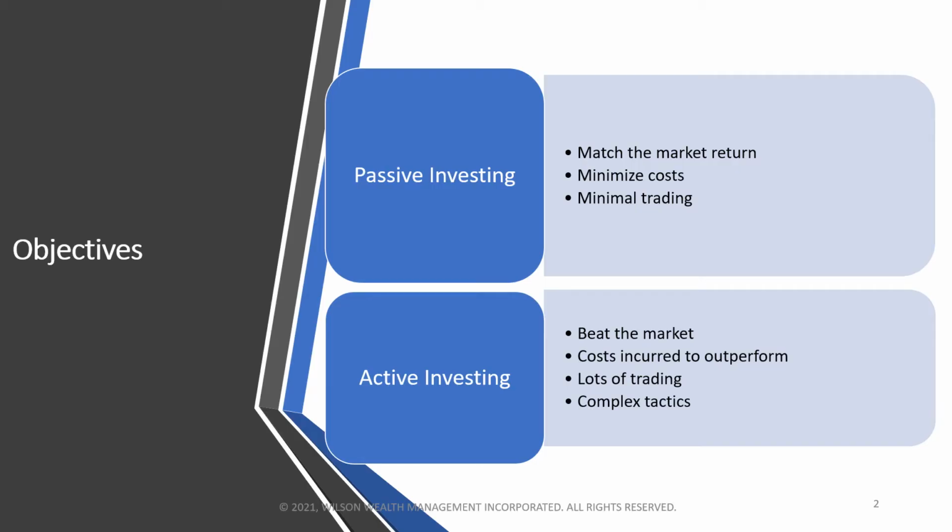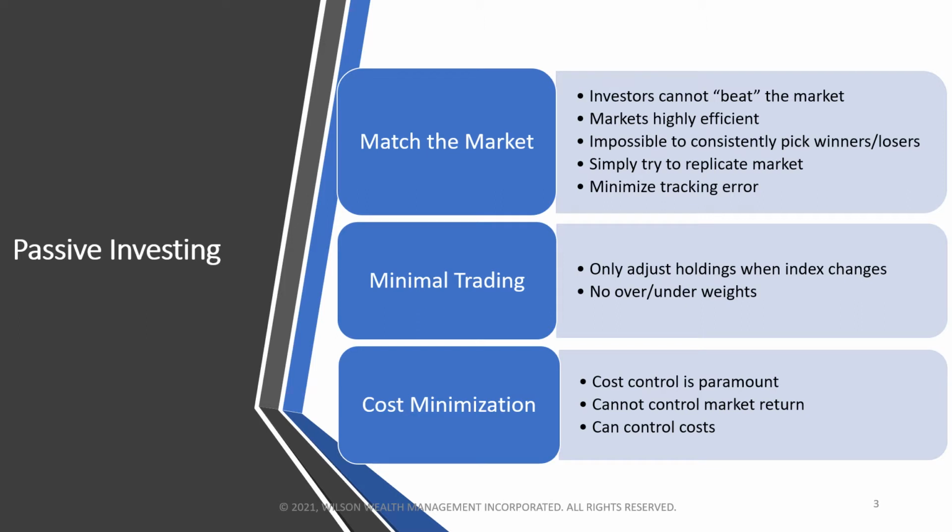Our objectives today, just to lay out what the differences are between passive and active investing. The first thing to note with passive investing is that the objective is to match the market return. Investors do not believe that they can beat the market, so they don't even try. If we can't beat it, we'll join it.